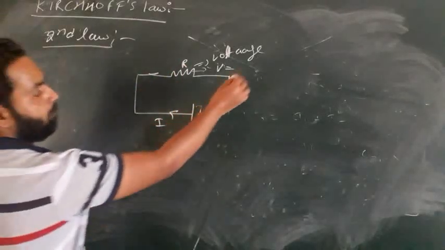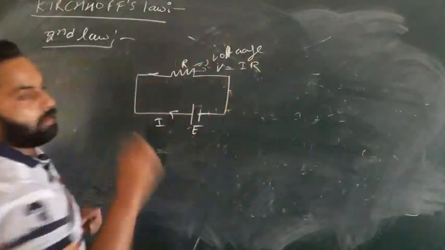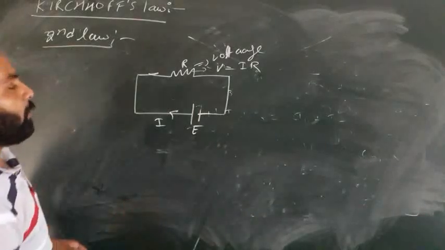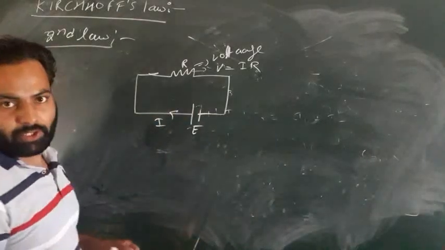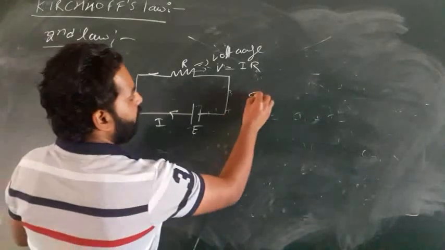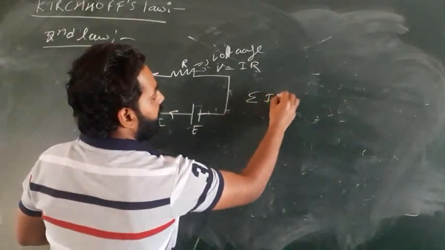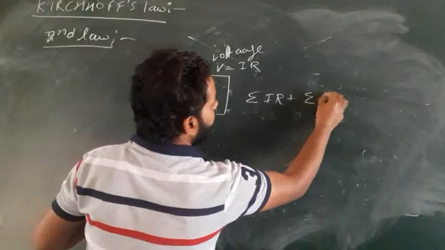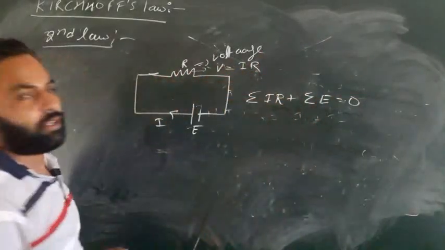That V is IR. That V is IR. It means the sum of all the voltages and all the EMFs in a closed circuit is 0. That is, the summation of IR plus the summation of E is 0. So this is Kirchhoff's second law.